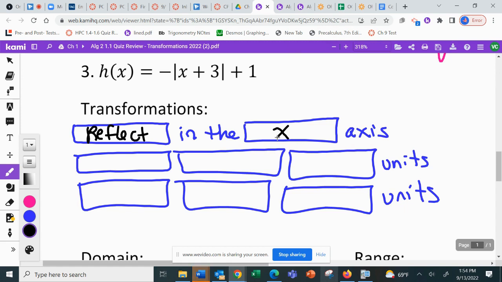We come to the +3 next. So Daisy, I'm going to ask you to help me, please. It is horizontal, so it's going to be not common sense. So, translate left. Translate left. What's the next block? 3 units. 3 units. Perfect.